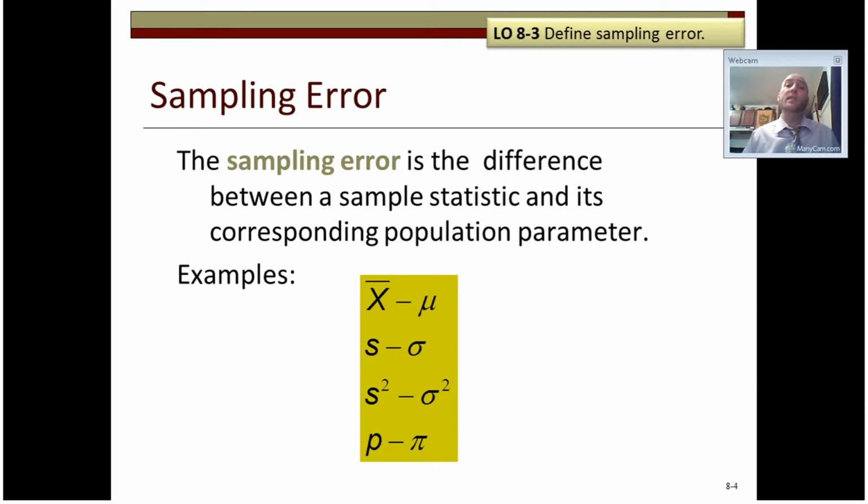Still, the notion of sampling error is really useful for a lot of the things that we're going to do. And theoretically, they do allow us to make some more sense of some different types of problems we might encounter.